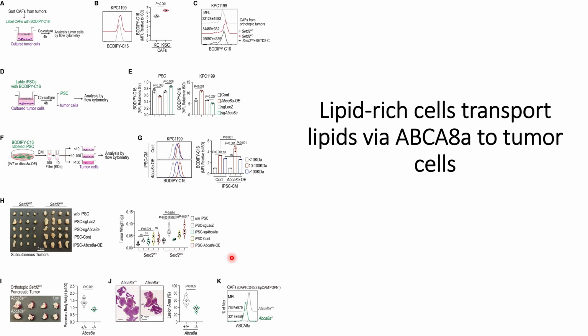So all of this combined makes the point that lipid-rich cells, or lipid-laden cancer-associated fibroblasts, transport lipids via the ABCA8a transporter to the tumor cells. And if you need to understand more about these results or experiments in detail, you can go through the reference that is provided in the description.